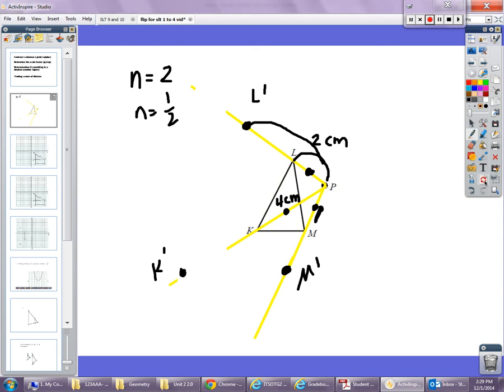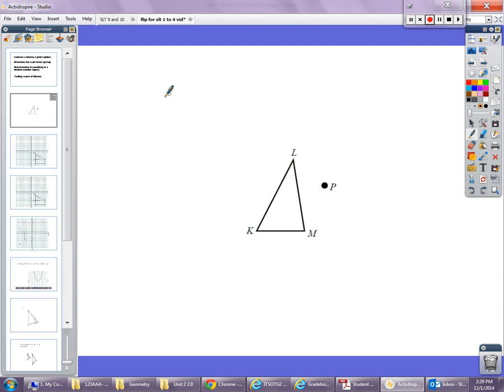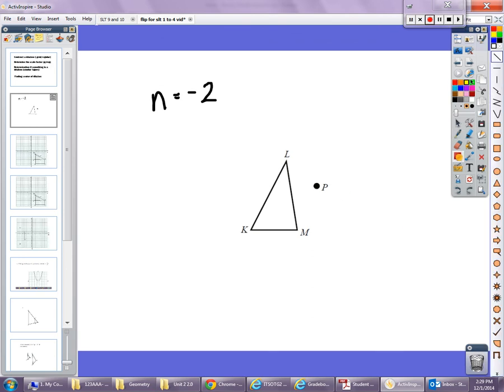Same kind of process goes if it's a negative dilation. The only thing that changes is instead of being on the same side of the center of dilation, so before we drew a line this way, but if it's -2, it would be going to the other side of the center of dilation. So when you go to draw your lines, you'd go from L to P and go through the other way. You go M to P and go through the other way, and you go K through P and go the other way. And then you basically do exactly what we did with the other problem.